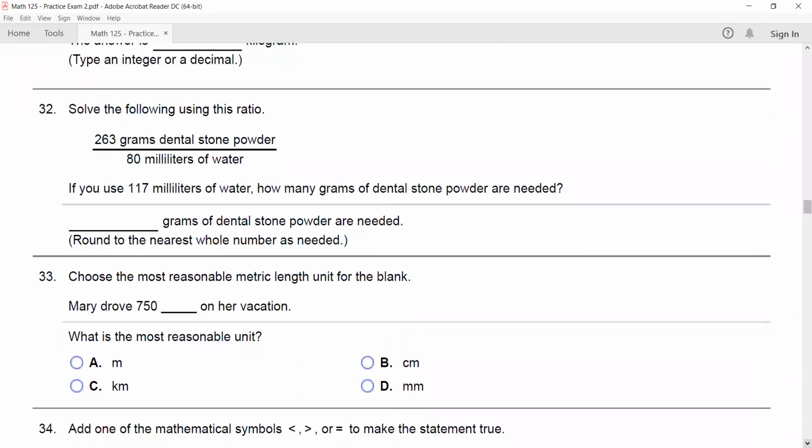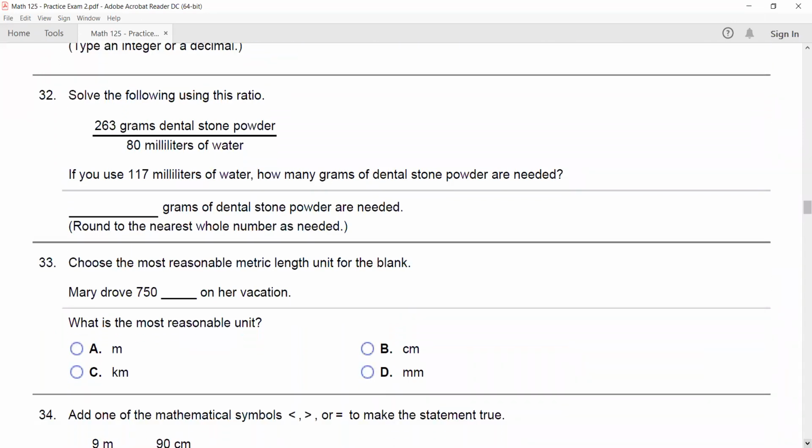Let's quickly look at number 32. Solve the following using this ratio. So 263 grams dental stone powder divided by 80 ml of water. Now, if you use 117 ml of water, how many grams of dental stone powder are needed? So we have to use a ratio to solve this.